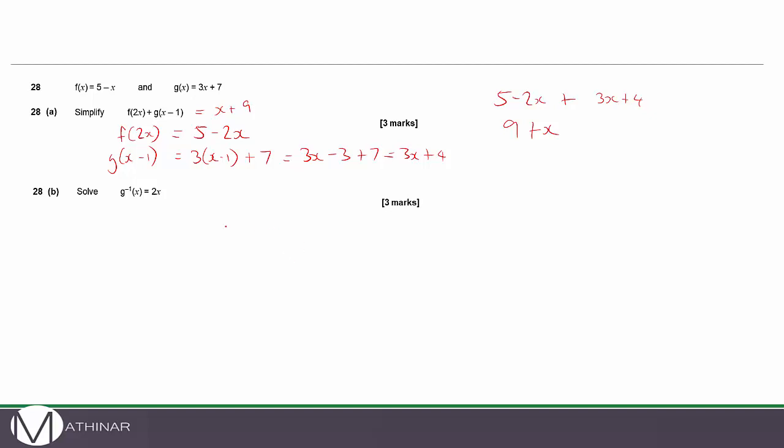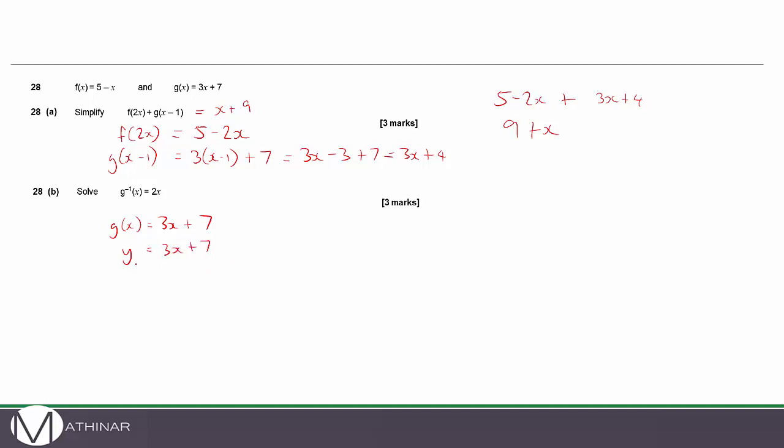Question B. Solve g to the minus 1 of x equals 2x. So g to the minus 1 of x is the inverse function of g of x. So what we will need to do is to find the inverse function of g of x and make that equal to 2x. So let's start off by copying g of x. g of x is equal to 3x plus 7. I'm going to change g of x into y. So y equals 3x plus 7.